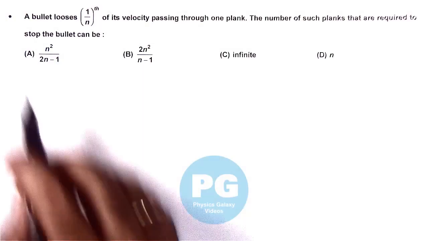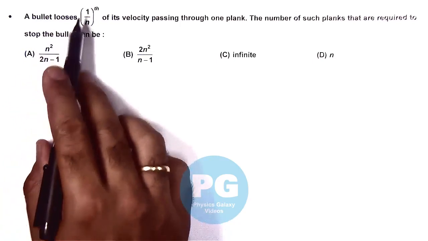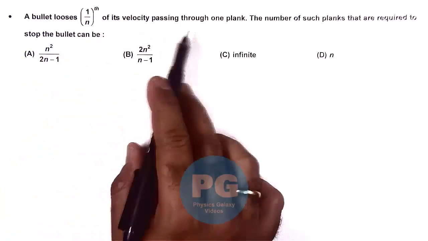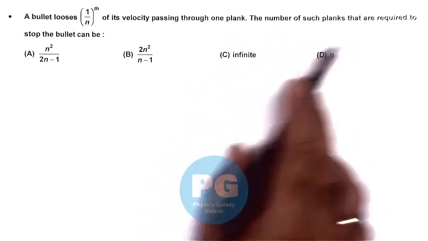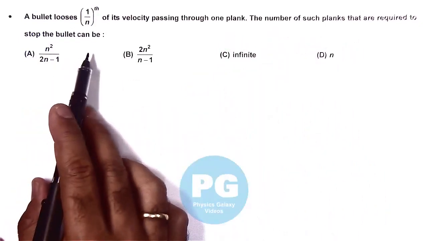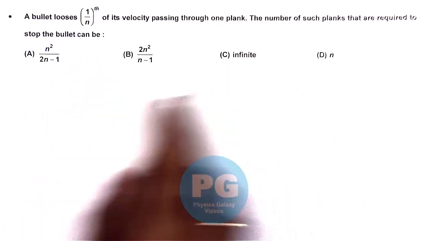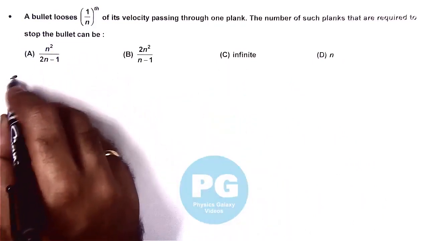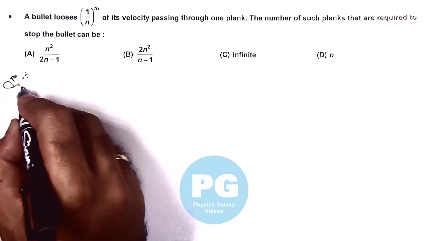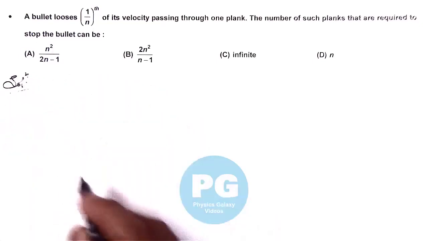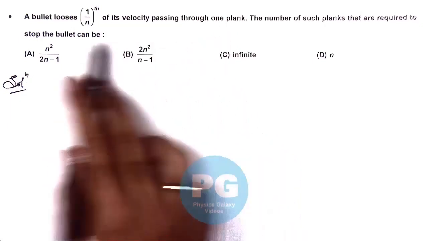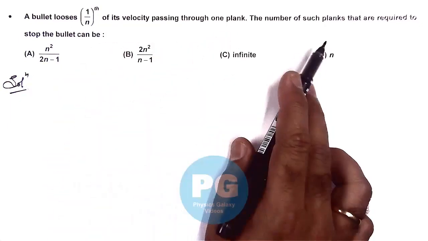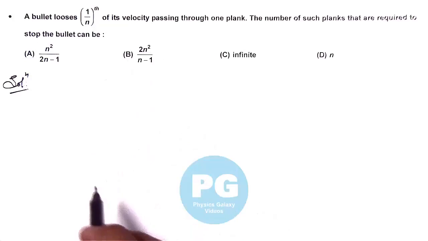In this question, we are given that a bullet loses 1 by nth of its velocity passing through one plank. The number of such planks that are required to stop the bullet can be found. If you can recall, we already analyzed a similar question in motion in one dimension, where we consider that inside the plank the acceleration remains constant and all the planks being used are identical.